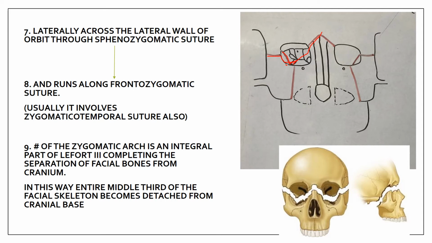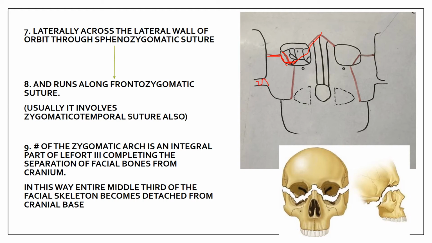Now you can see this fracture line runs through the suture, and then it runs along the frontozygomatic suture, and usually it also involves the zygomaticotemporal suture. So this is the second scenario which you'll see, and the fracture of the zygomatic arch is an integral part of Lefort 3. So this is your zygomatic arch.